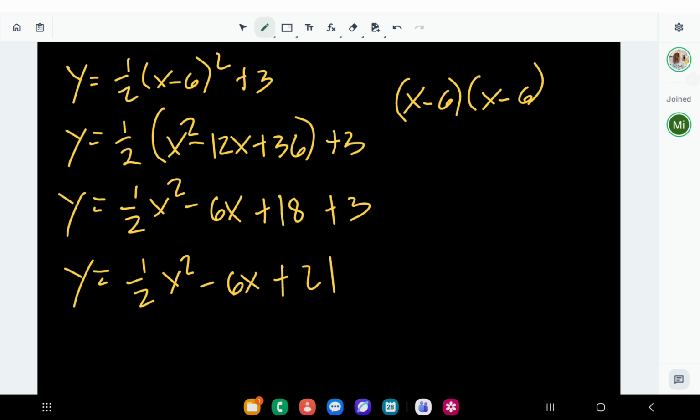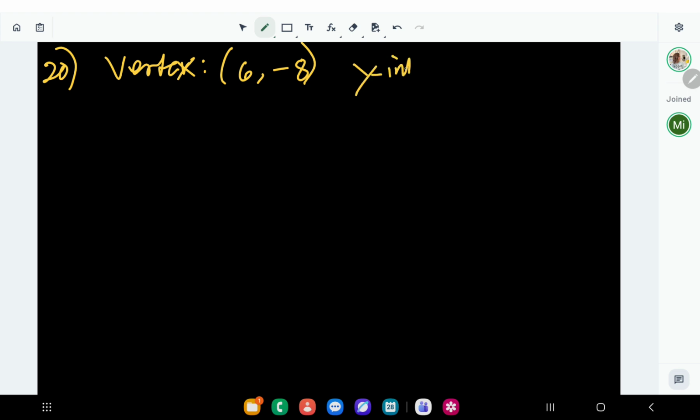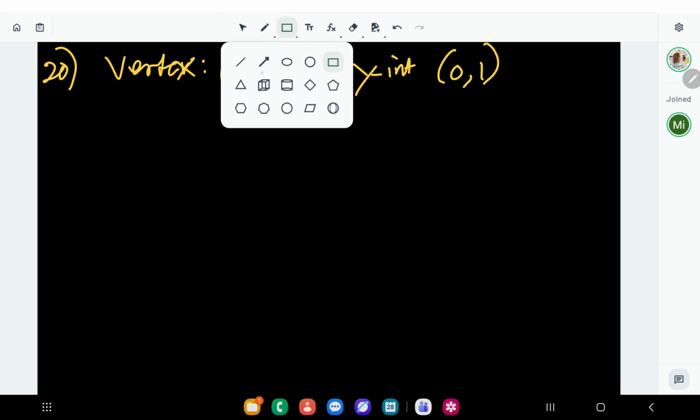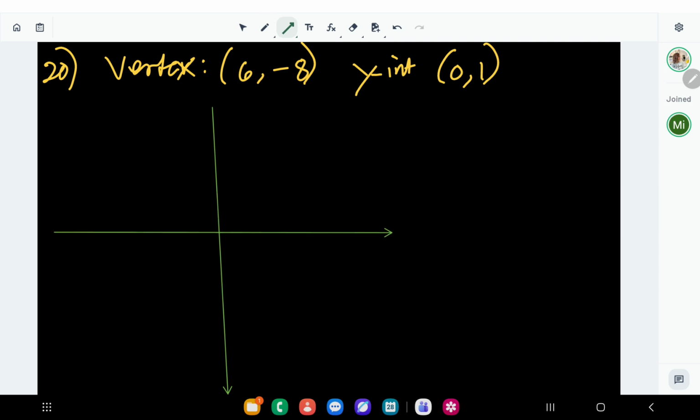Okay, then we move on to number 20. Okay, 20, we're given the vertex 6, -8, and y-intercept 0, 1. So let's graph this first. We graph.